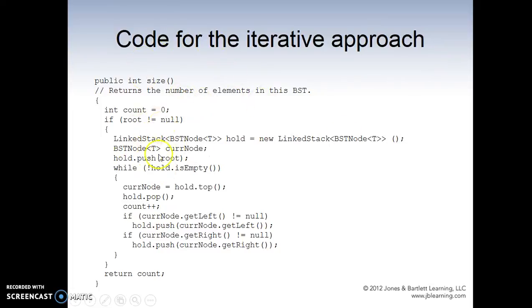Okay, so we initialize count to 0. If root is not equal to null, check if it's empty or not. If not empty, then we start to create a stack. We're going to instantiate a stack to hold the nodes that we want to visit. We set the current node, and we push the root to the stack.